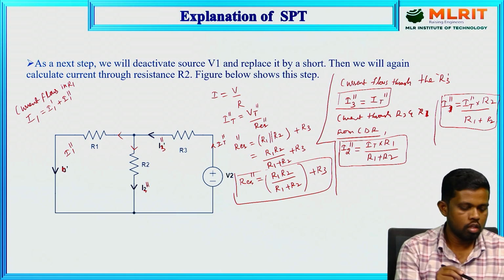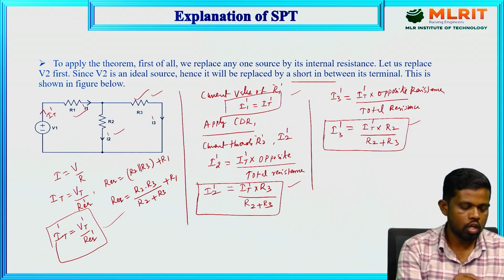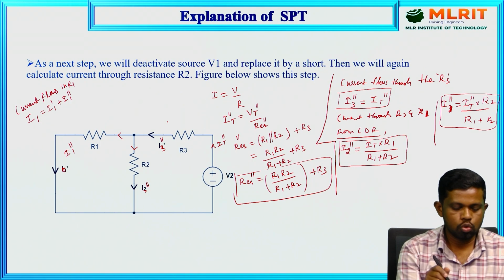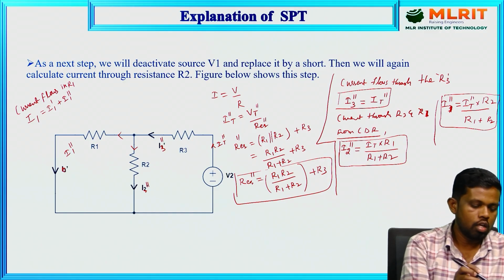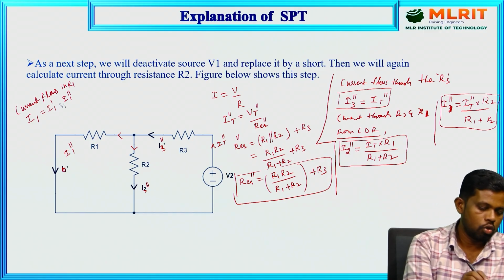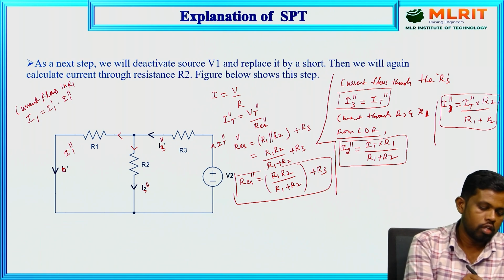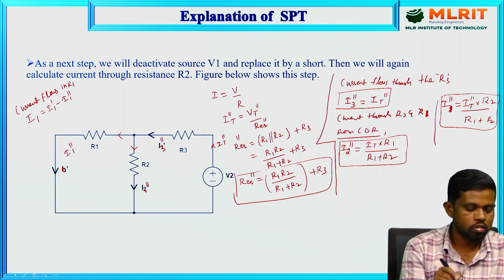Here source 1 gives current from left to right, and source 2 gives current from right to left. So the total current flowing through the R1 resistor is the difference of the two responses.